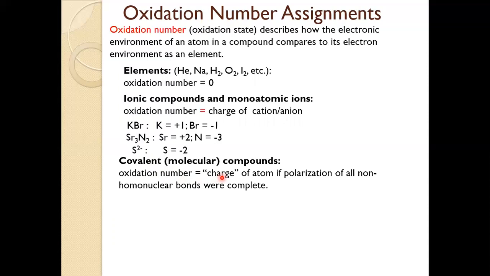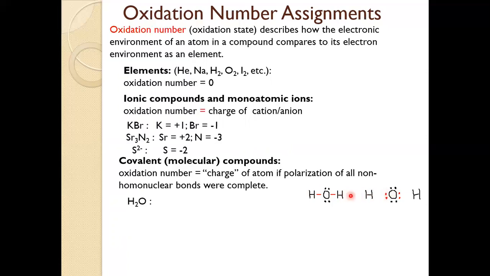The idea here, though, is that the oxidation number is the charge of this atom if the polarization of all non-homonuclear bonds were complete. So if we have a particular molecule such as water, we could draw it this way, but we recognize that this covalent bond between hydrogen and oxygen is polarized, that the electrons are going to spend more time, so to speak, closer to the oxygen than the hydrogen, because oxygen is more electronegative than the hydrogen atom is. So maybe a better way of representing this molecule structure is this way, showing that these shared electrons are more closely attracted to the oxygen atom compared to the hydrogen atom.